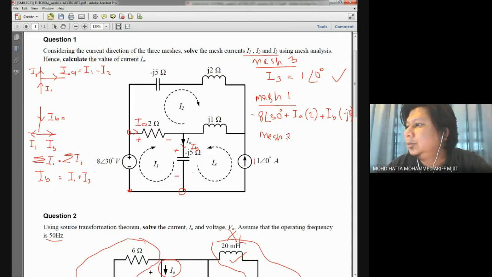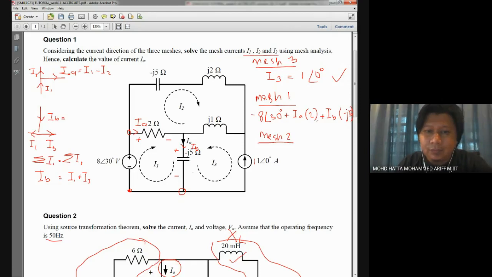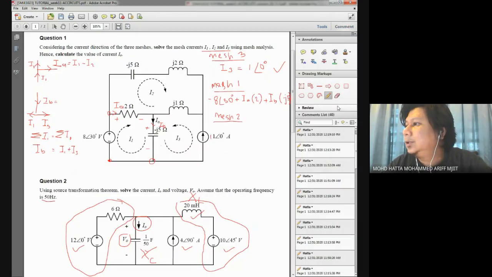Mesh number 2. If you look at my solution over here, I give you the idea of how to develop the equation. And later on, you need to solve it, the exact solution of it. You need to do the math. All right, for mesh number 2, maybe I try to change the color over here, change it into blue.